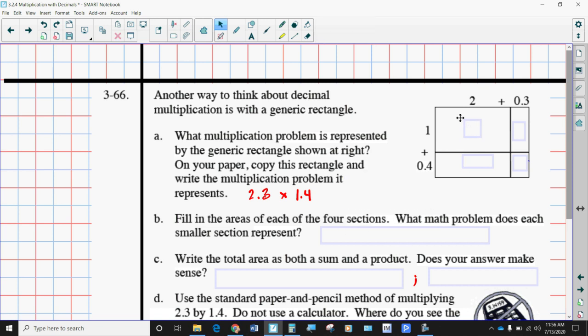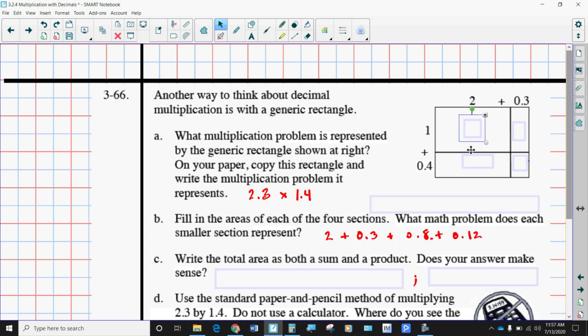So your task now is to take this, and this is going to be 2 times 1, 2 times 4 tenths goes here, 1 times 3 tenths goes here, and 4 tenths times 3 tenths goes here. But we're writing them in decimal form. Go ahead and fill in each one of those, and then write out the math problem that you would have to solve in order to figure out what is the answer to 2 and 3 tenths times 1 and 4 tenths. Okay? Go ahead and pause and fill those in, figure them out, and then when you're ready, unpause.